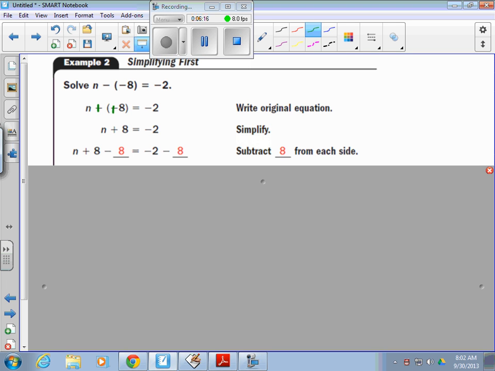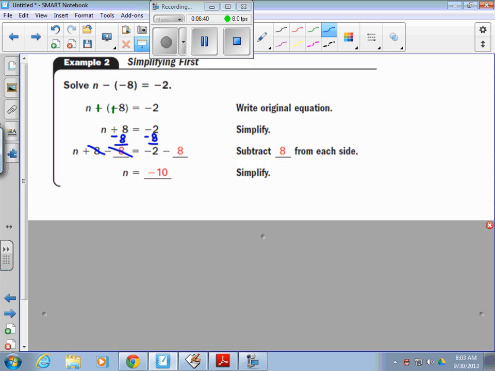In order to undo plus 8, you subtract 8 on both sides. Subtract it on the left to cancel it out. But if you subtract something from the left side, it makes it lighter on the left side. You have to balance it out by doing the exact same operation to the right side. So it'll cancel it out on the left and leave you with just n. That's what you were looking for.